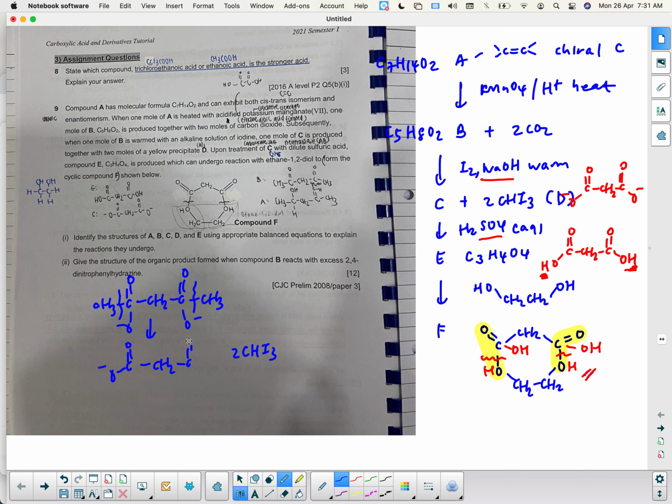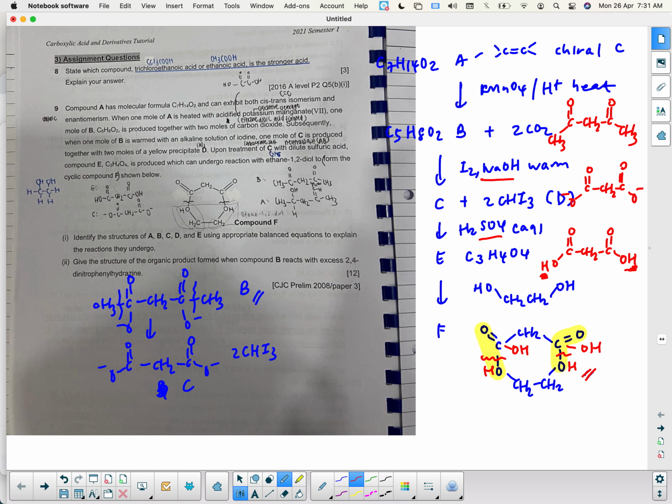So that's why you can get this. So sorry, this is actually B, and this is actually C. So there's B, I'll draw B again. B is supposed to be drawn this way: C double bond O, CH3, CH2, C double bond O, CH3. Can you see that? So you make sure that it fits in the formula C5H8O2.